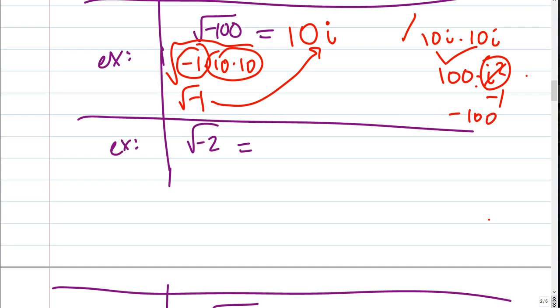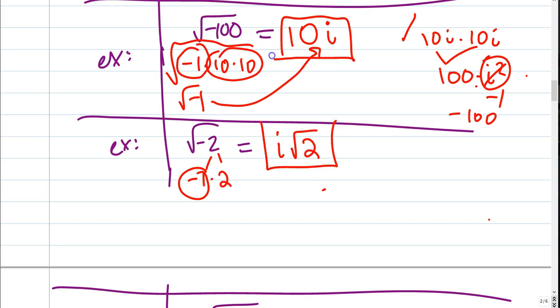What is the square root of negative 2? Well, negative 2 is negative 1 times 2. Can't do anything with the 2, but I can do something with this. What is the square root of negative 1? Out comes an i. Left inside is the 2. Let's keep going.